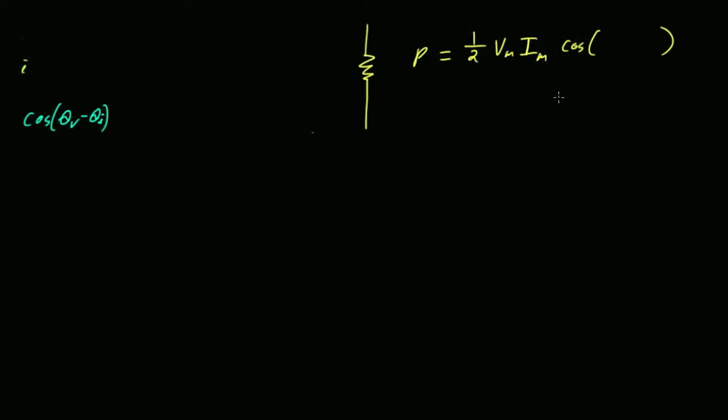But for cosine, well, sorry, let me rephrase this. If we just had a resistor, what's the power through the resistor? It's just IV, is it not? All right, so what's that? Which is the same as I squared R.